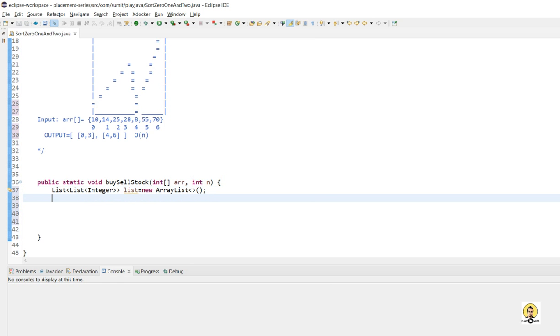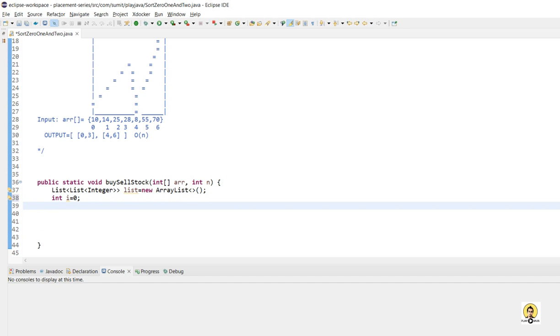Now the basic concept comes that iteration should be there from 0 till end. So for iterating I need a variable, let variable be I is equal to 0, and instead of going for a for loop, I will go for the while loop. While I is less than the size of given array, it will go till the end.